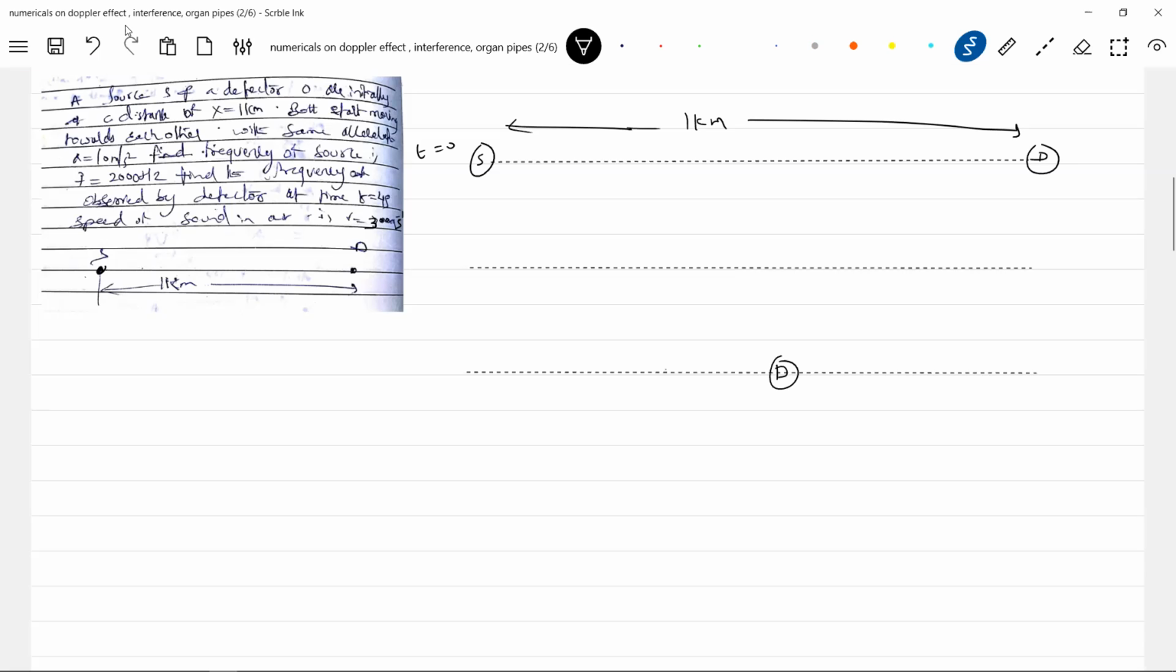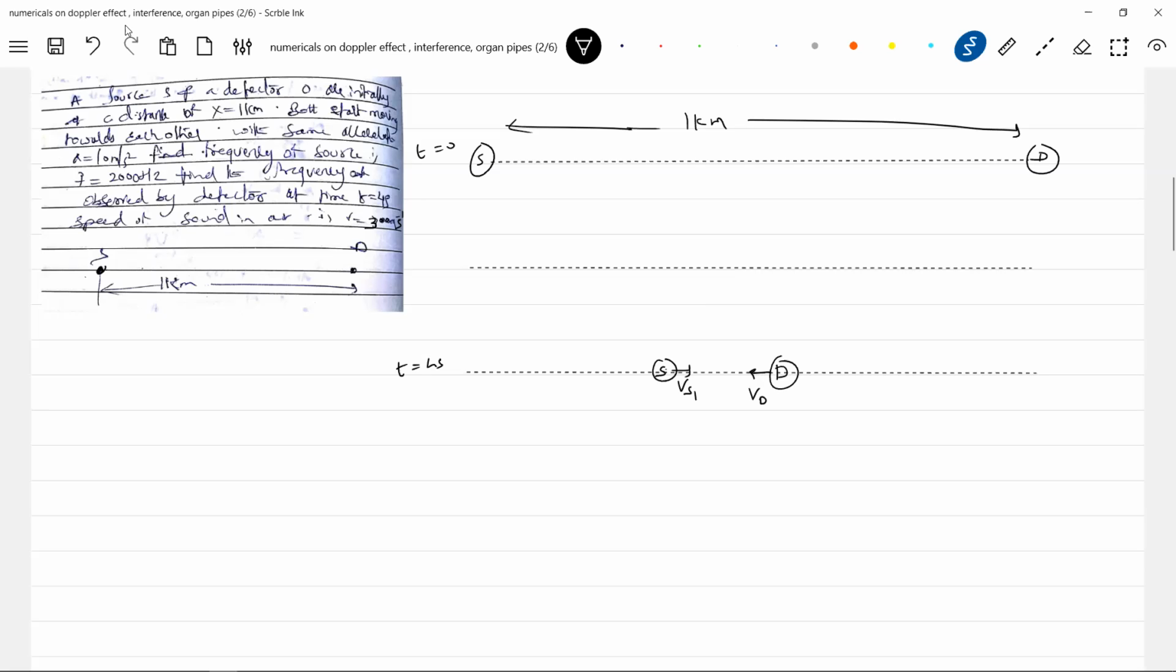And let this be the source. Where is the source? Let it be. It is moving with a velocity, say Vs1. The detector will be moving with a velocity, say VO. This is at t equal to 4 seconds. At t equal to 4 seconds, the wave will arrive here.